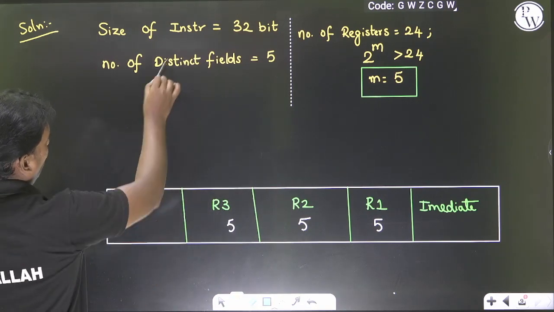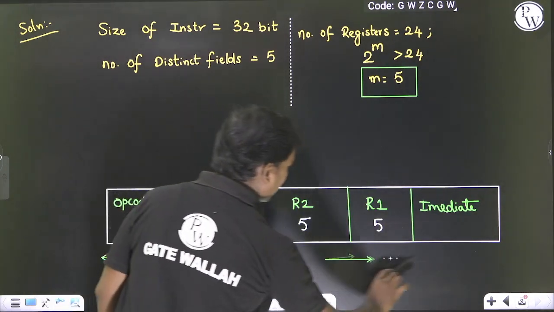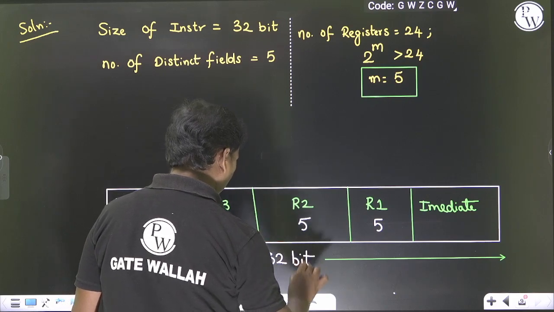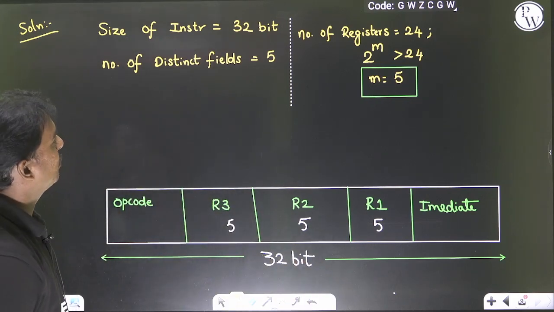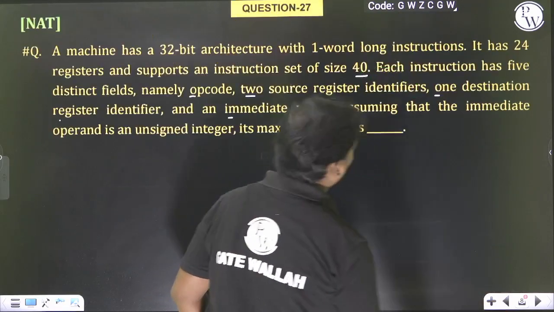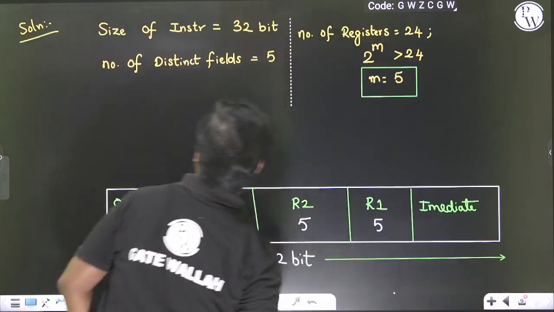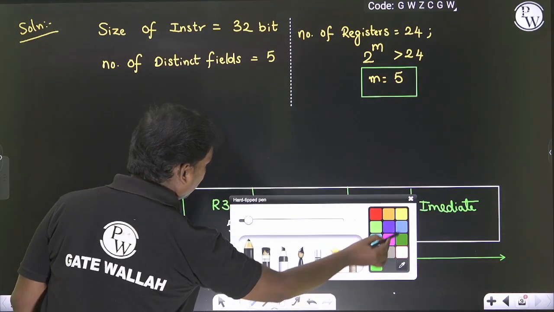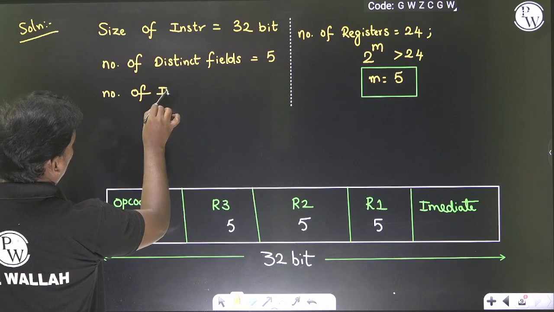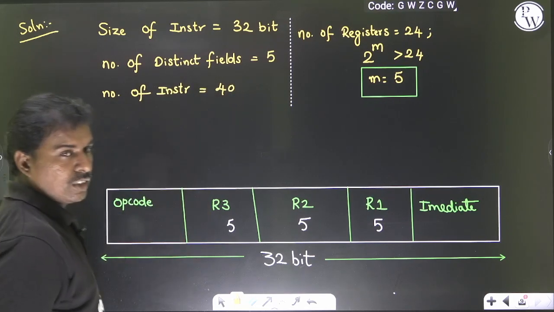Next, what is the size of the instruction? The instruction size is given as 32 bits. For the opcode, what is the information? It has an instruction set of size 40. So the number of instructions is 40.